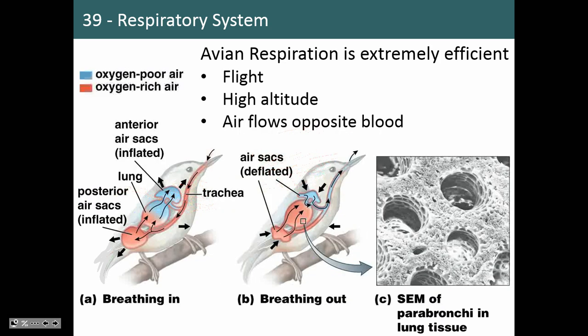Then we move up to birds. Birds have an extremely high demand for oxygen because flight requires a lot of firing of muscles. In order to support flight, they have to have a very high metabolic rate, a very high oxygen demand. They just need to burn ATP like crazy to support flight. And so avian respiration is extremely efficient. It allows them to support flight.